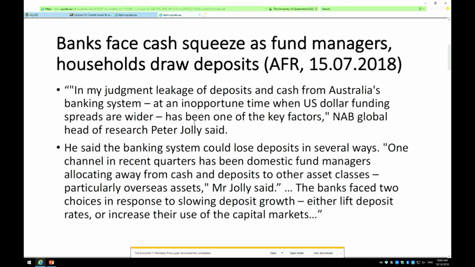So, some current issues. What do we have here? Banks face cash squeeze as fund managers and households draw down on deposits. So I think that's a little bit related to the article that I gave you for today's class as well, where they talked about LIBOR and OIS spread, and where they said that banks have trouble with their so-called funding gap. I'll let you read this one here first.